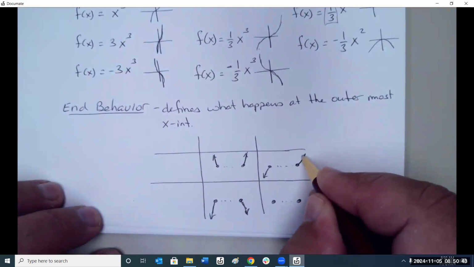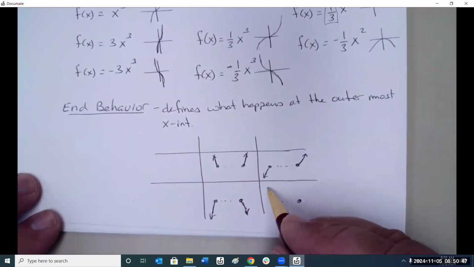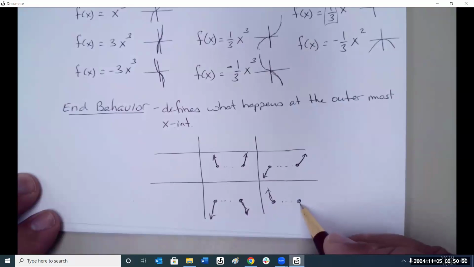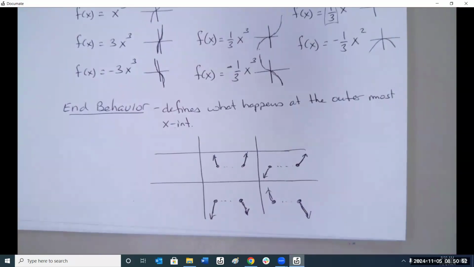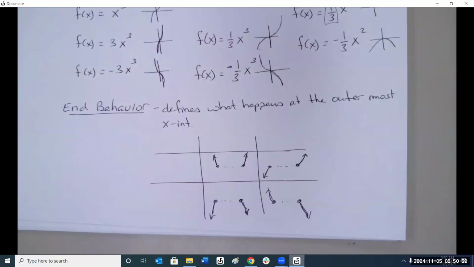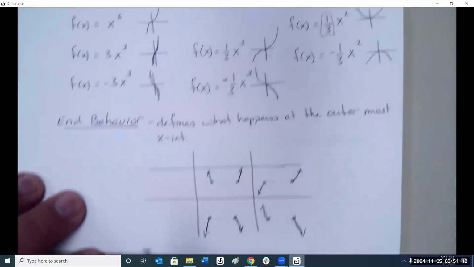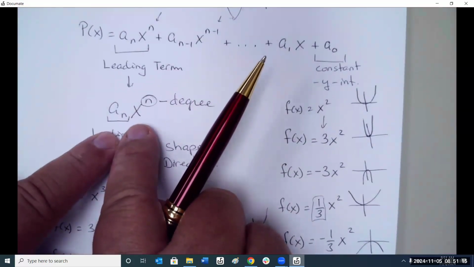It can be an increasing function, meaning as we go to the right, it goes higher, or it could be a decreasing function, and as we go to the right, it goes down. So in other words, the end behavior says the ends of the graphs can either point the same direction or they can point opposite directions. What determines those? And all of this comes from the leading term.